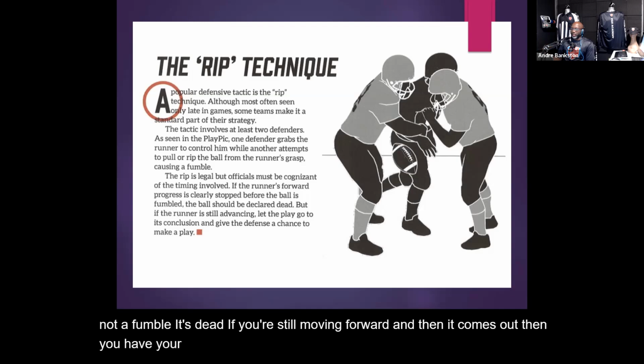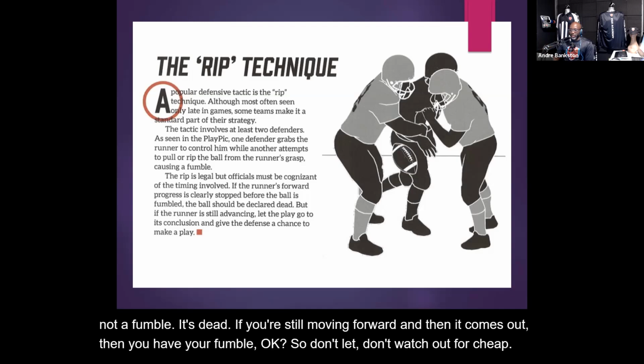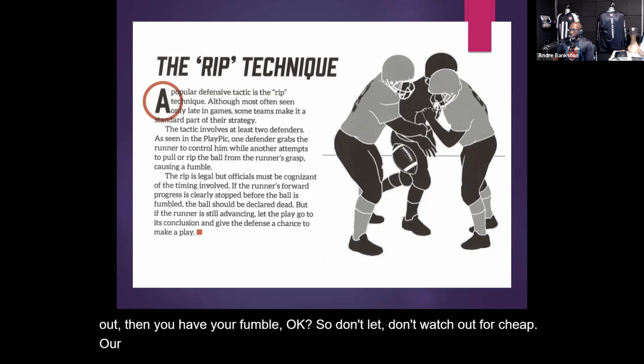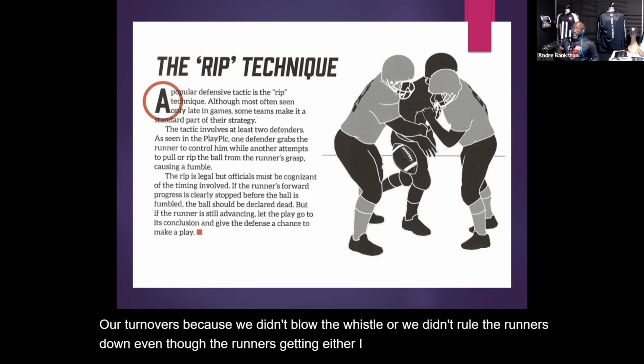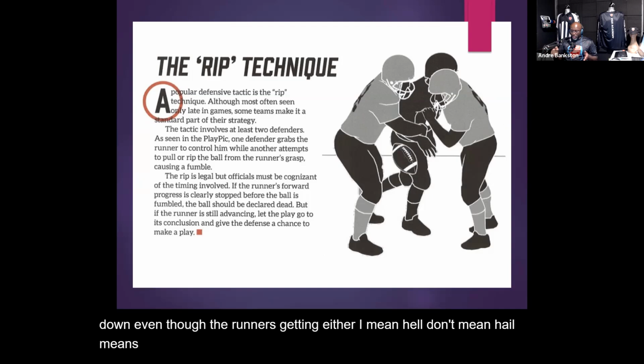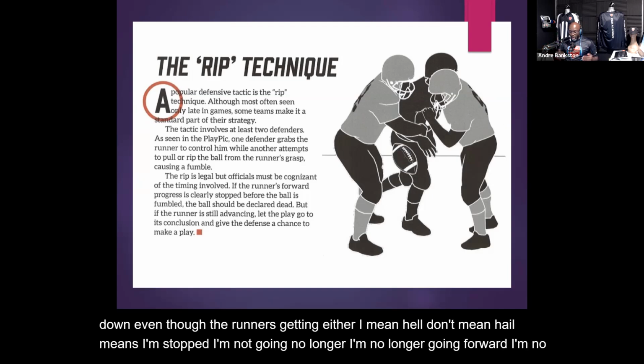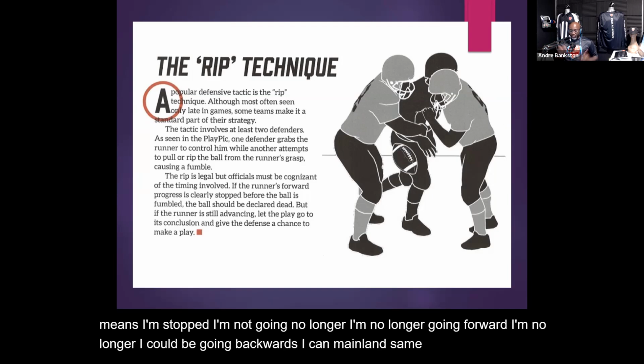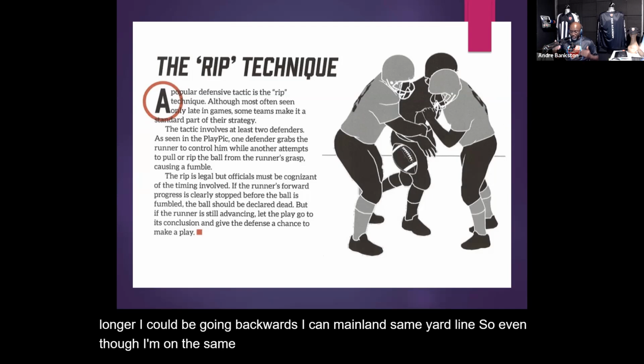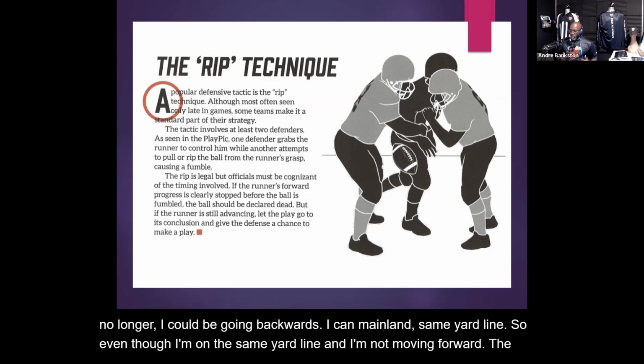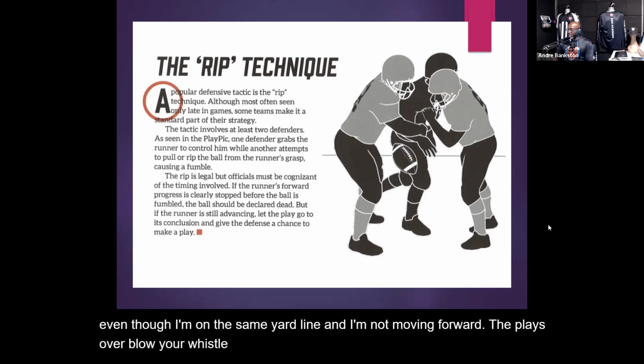Okay. So watch out for cheap turnovers because we didn't blow the whistle or we didn't rule the runner down, even though the runner is being held. I mean, held doesn't mean moving. Held means I'm stopped. I'm no longer going forward. I could be going backwards or I could remain on the same yard line. So even though I'm on the same yard line and I'm not moving forward, the play's over. Blow your whistle and prevent these cheap fumbles.